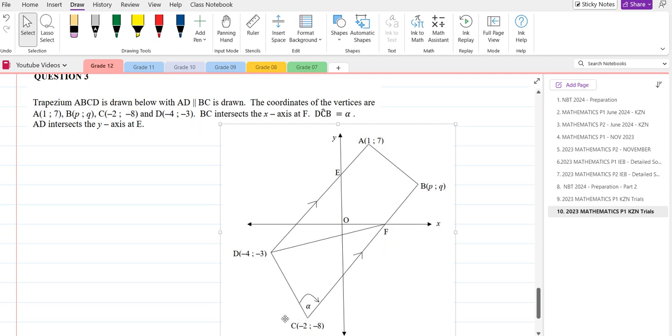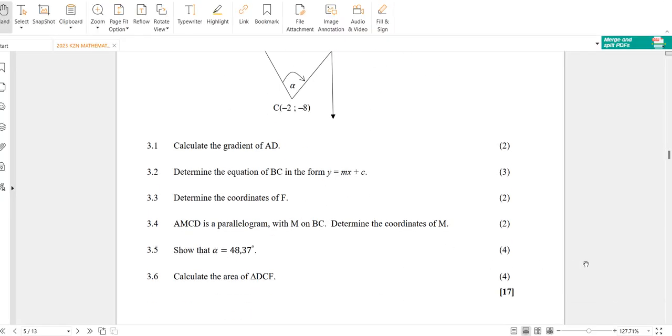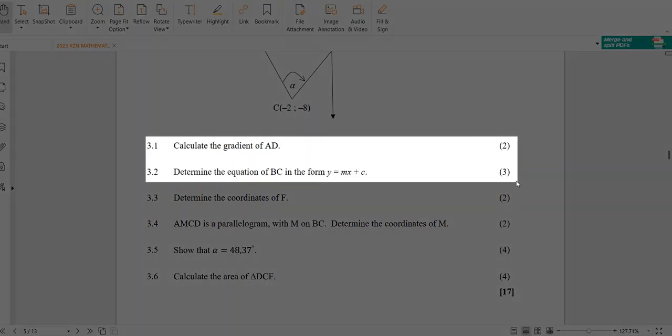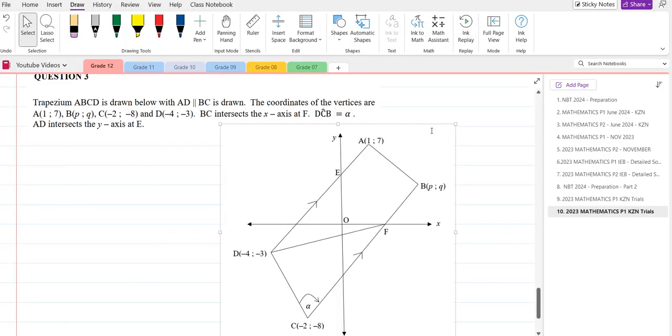DCB is alpha, so we got an angle alpha here. AD intersects the y-axis at E. Right, so line AD. E is a y-intercept. Okay. Right, so the first question, calculate the gradient of AD. Let's take the first two questions and solve them.